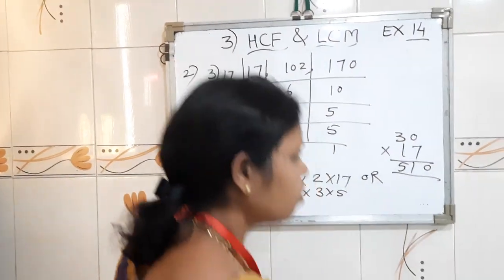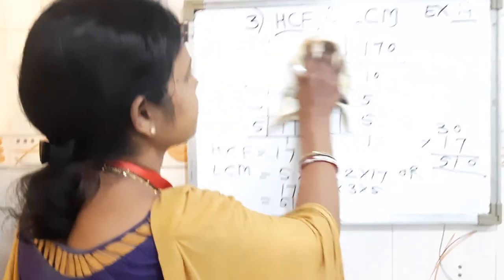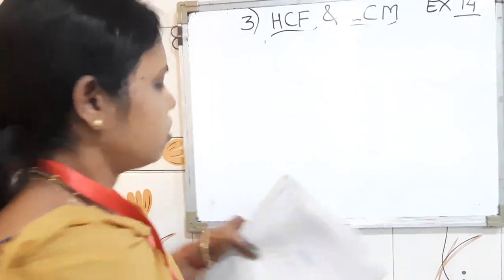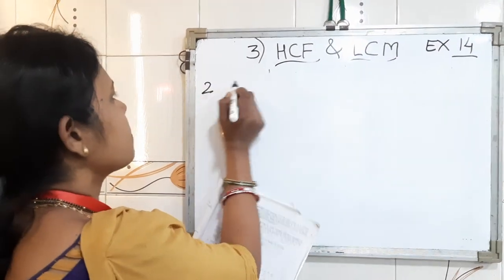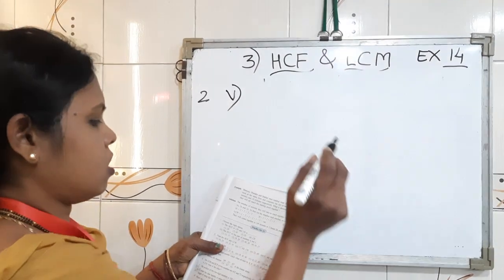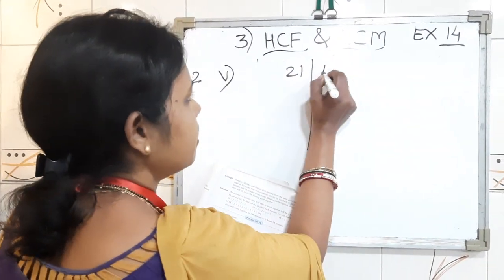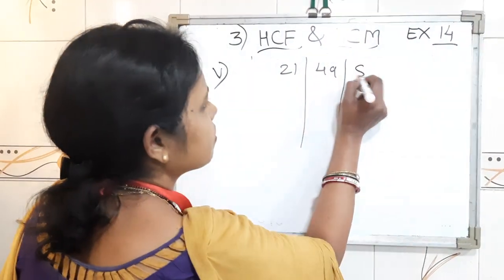Now we will move to our next sum. Our next sum we will do is question number 5th. Question number 2nd, in that the 5th one: 21, 49, next one 84.